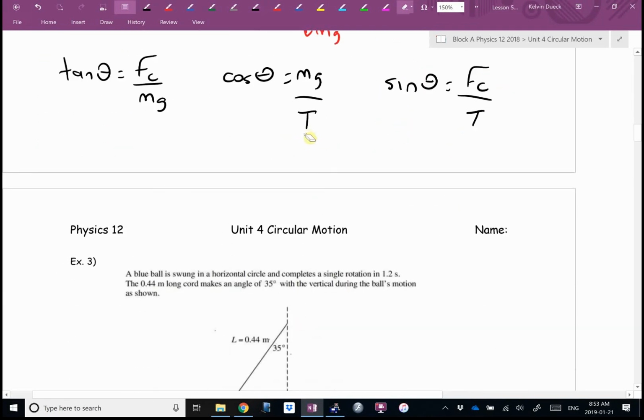Keep in mind, this tension is tension, not period. And this is, again, Mr. Dueck's messing up.